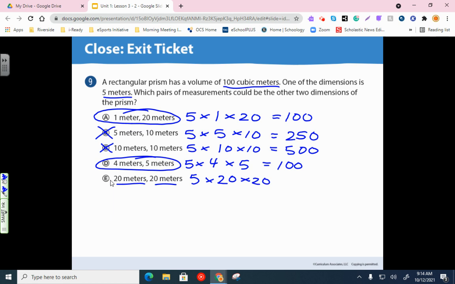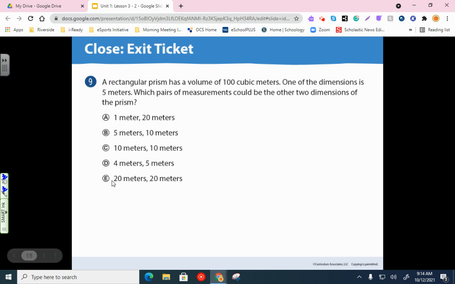5 times 20 is going to give us 100. 100 times 20 is 2,000. That's huge. So that's not going to work for us. So we crossed that one out. Okay, so we found out which ones those were.